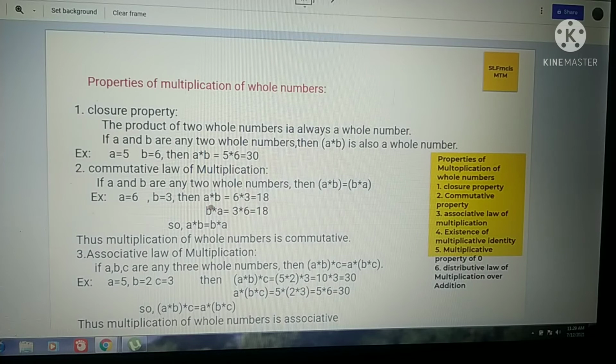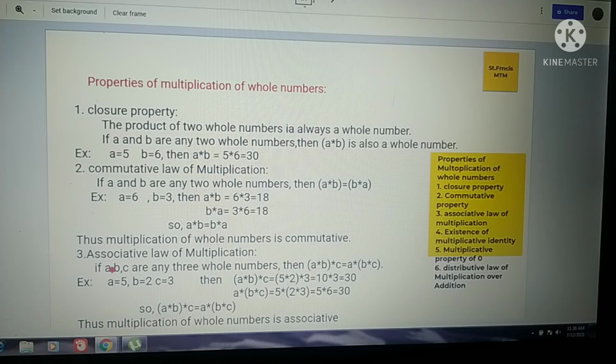Then a into b equal to 6 into 3. What you will get here? It's 18. Now interchange those numbers. Do b into a. First write b, after that write a and do the multiplication. 3 into 6. And what you get here? 18. In both the cases you are getting 18 only. So what we can say? a into b equal to b into a. So on the whole, commutative law is satisfied here. The multiplication of whole numbers is commutative. So we are just changing the sign here. In the addition properties we used the sum, that is plus, and here we are doing multiplication, so into. That's it.